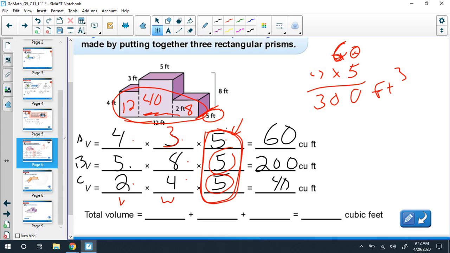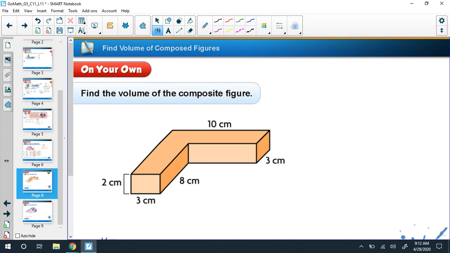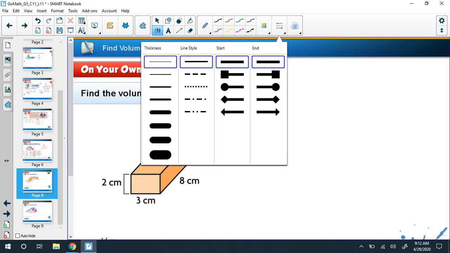All right, let's try this one. When you pause the video, see what you can do on your own, and then come back and we will see how you did.